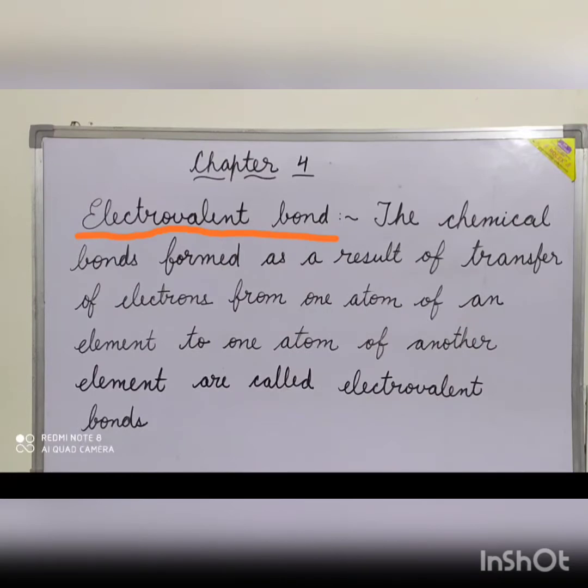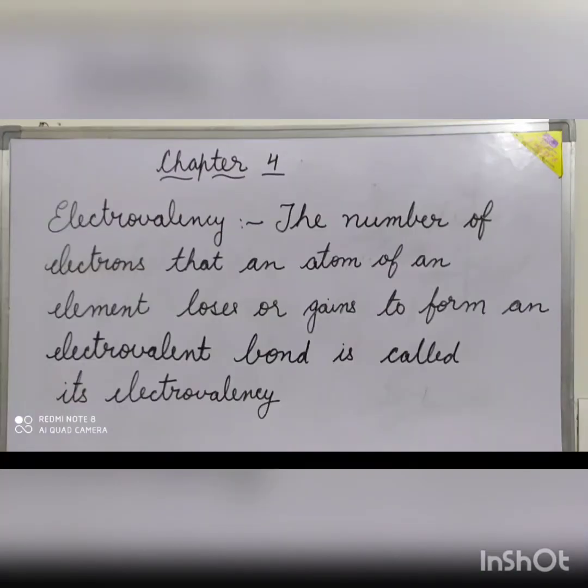So we can define the electrovalent bond as the chemical bond formed as a result of transfer of electrons from one atom of an element to one atom of another element. What is electrovalency? It can be defined as the number of electrons that an atom of an element loses or gains to form an electrovalent bond.